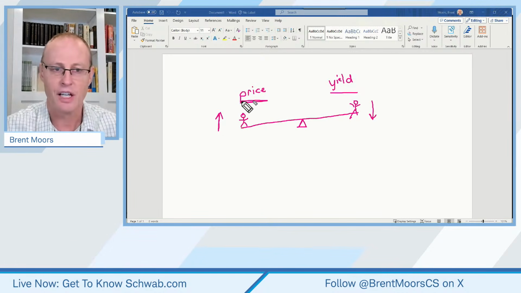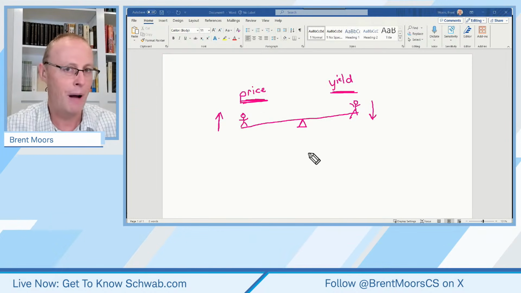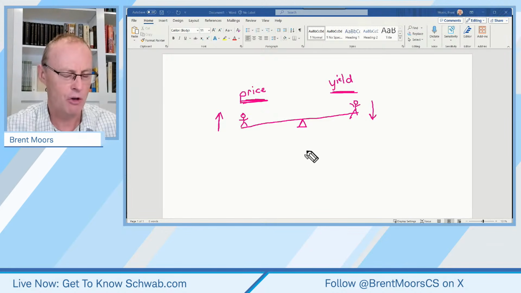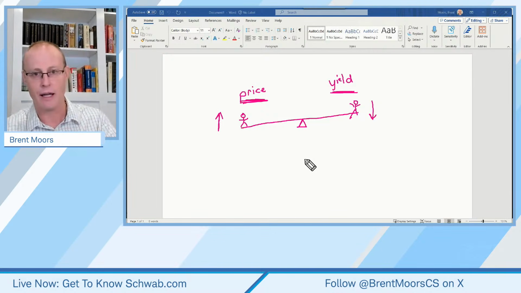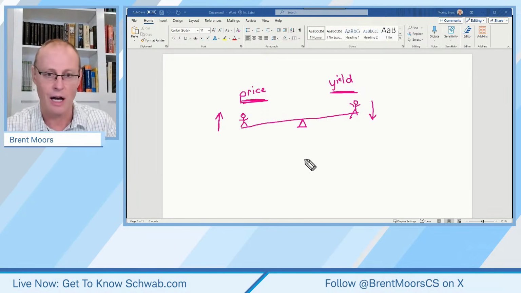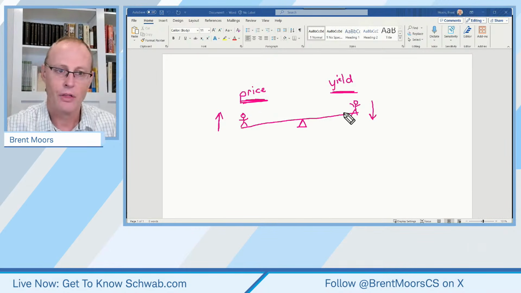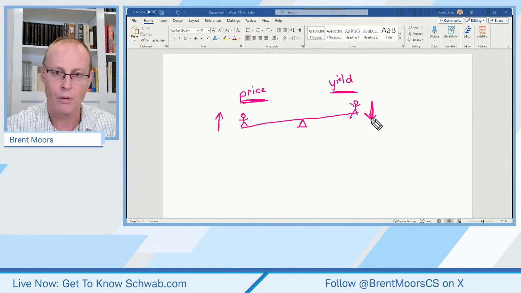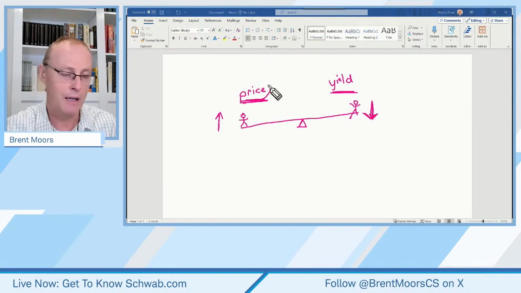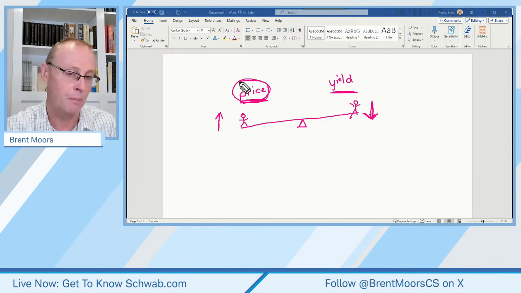Remember, this inverse relationship between prices and yields. So let's say you buy a corporate bond, and you want to sell it at some point later. There's a secondary market on bonds, just like there is for stocks. You buy a bond and you want to sell it later, and we'll say interest rates go down. What's going to happen to the price of that bond?